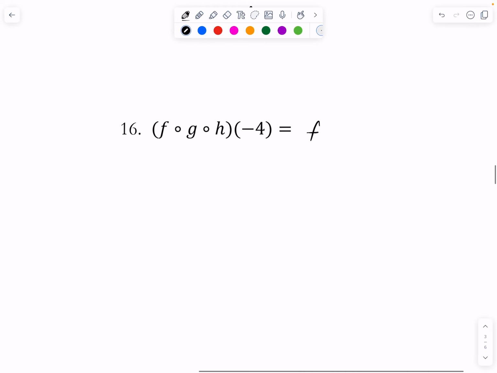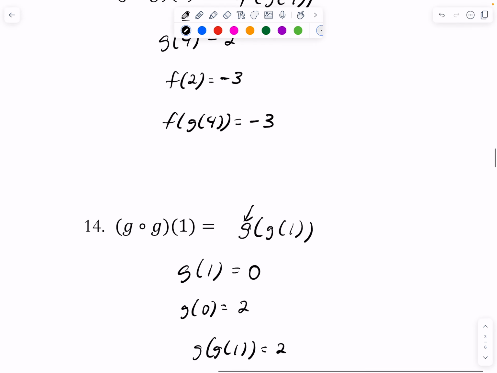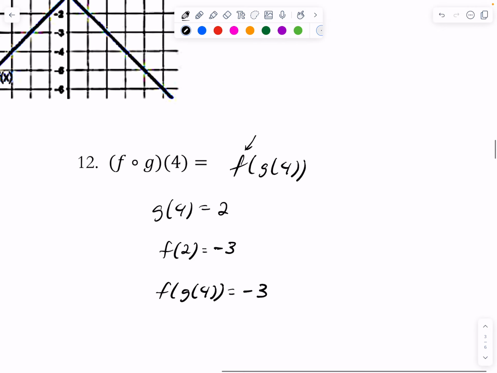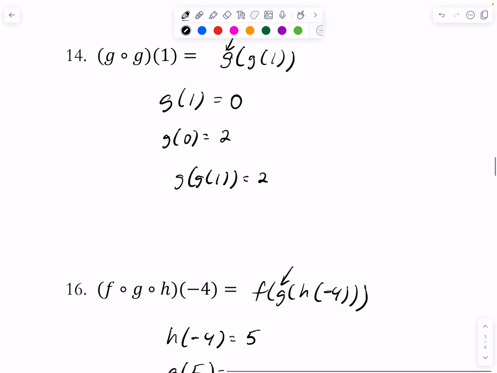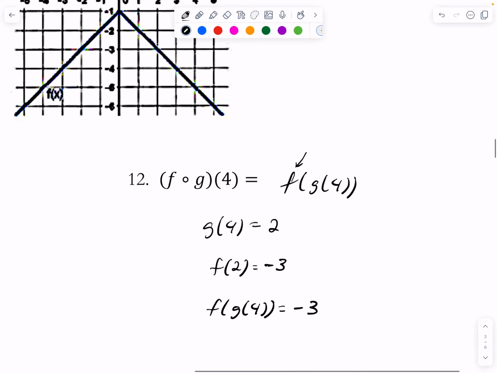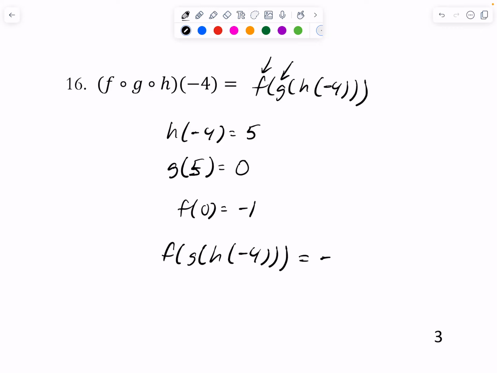Last one, we did it. F of g of h of negative 4. Oh, I love these ones. So start very far inside, h of negative 4. That's the parabola. And you get 5. Now that's going to be the input for the next function. So g of 5. G of 5 is 0. And that's now the input for the last one there. I should say the first one. F of 0 is going to be negative 1. So that whole thing of f of g of h of negative 4 became negative 1.